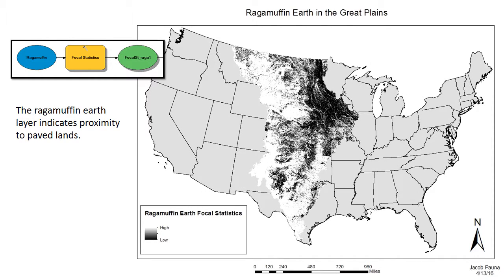The next variable that I used was called the ragamuffin earth layer, and this indicated proximity to paved lands in row crop agriculture. The initial raster for this only had a yes or no rating based on the land type. So by using the focal statistics tool, it gives the resulting raster more variability. Proximity to the unpaved areas is highly desirable in creating a nature reserve, and this is indicated in white in the map.